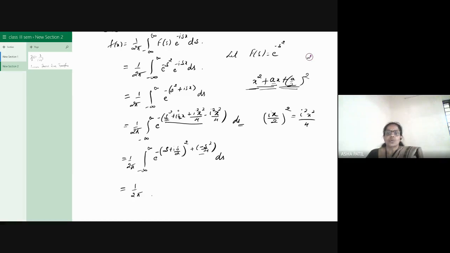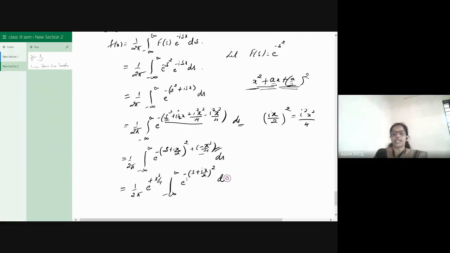Okay, now ix by 2, and here it is x square by 2. Hope I have written correctly now. Now this term is independent of s. We can keep it outside the integral sign. E raised to minus of minus becomes plus x square by 4. Integration from minus infinity to plus infinity, e raised to minus of s plus ix by 2 whole square ds. Now, how to integrate this?